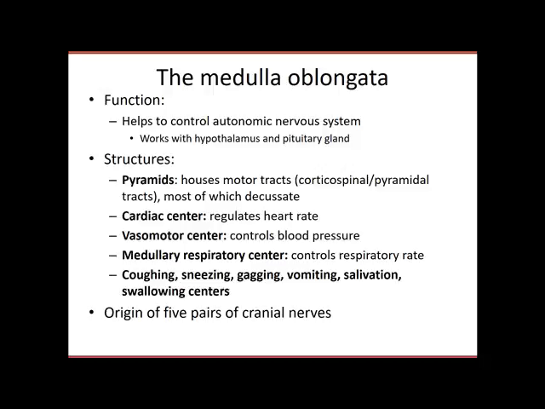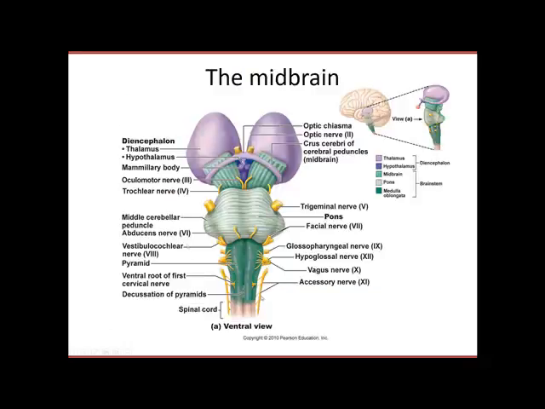Alright. Your medulla oblongata is where we also find some more cranial nerves as well. So, here they are down here branching off in yellow.